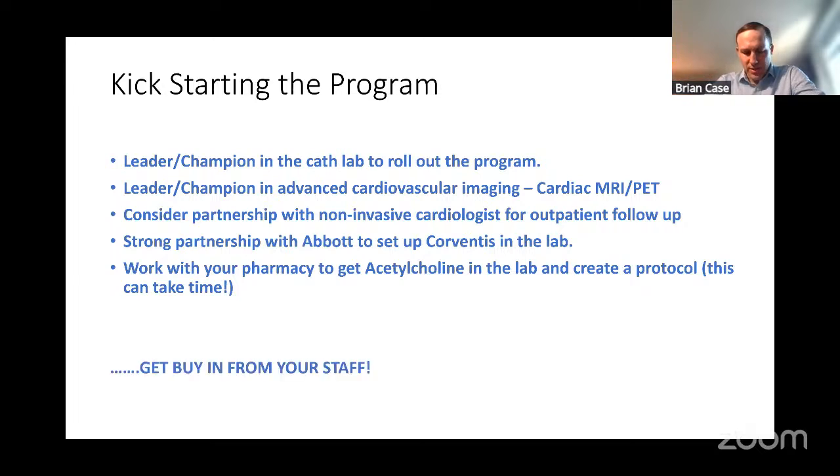The last thing, which I think is key, is get buy-in from your staff. When you start to do coronary functional testing, they're going to look at you like you have two heads. Like, why are you injecting this medication down the coronary and causing spasm and hypotension and ischemic changes? And then they're going to look at you crazy, like, why are you wiring this completely normal LAD and doing all these crazy injections with the thermal dilution method?